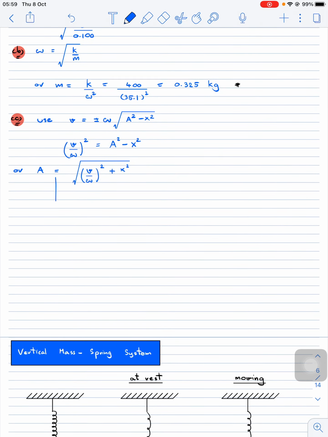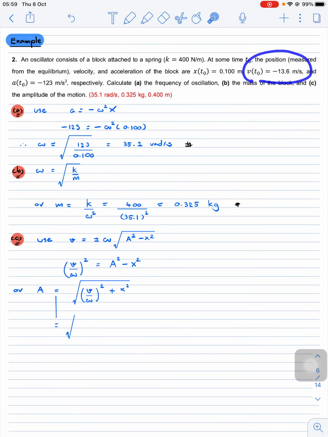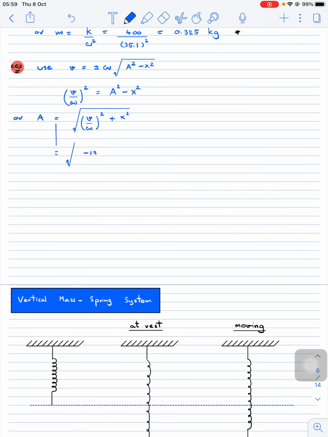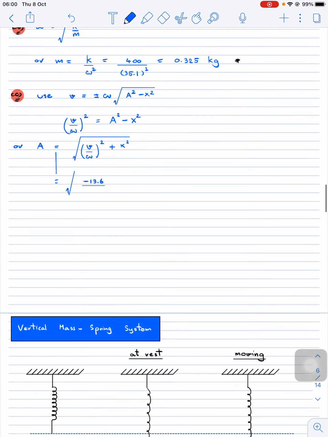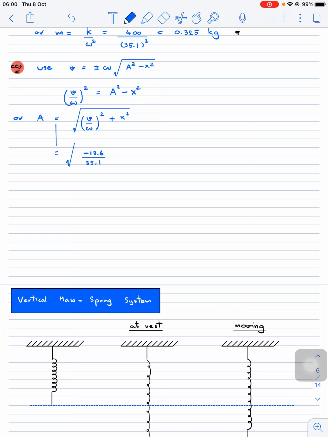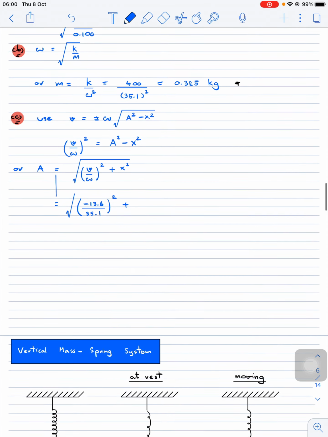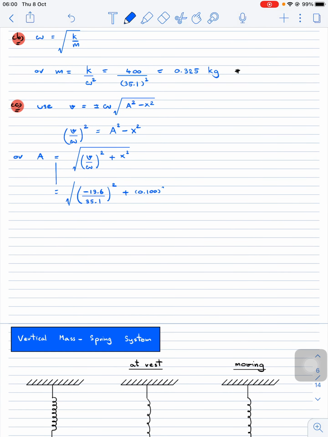And then let's just plug the numbers into the equation. We have the square root of, for the v, the negative 13.6 meter per second, over omega, which is 35.1, squared, and then plus x squared. x is equal to 0.100, squared, and then just take the square root. So then finally the amplitude is equal to 0.400 meters.